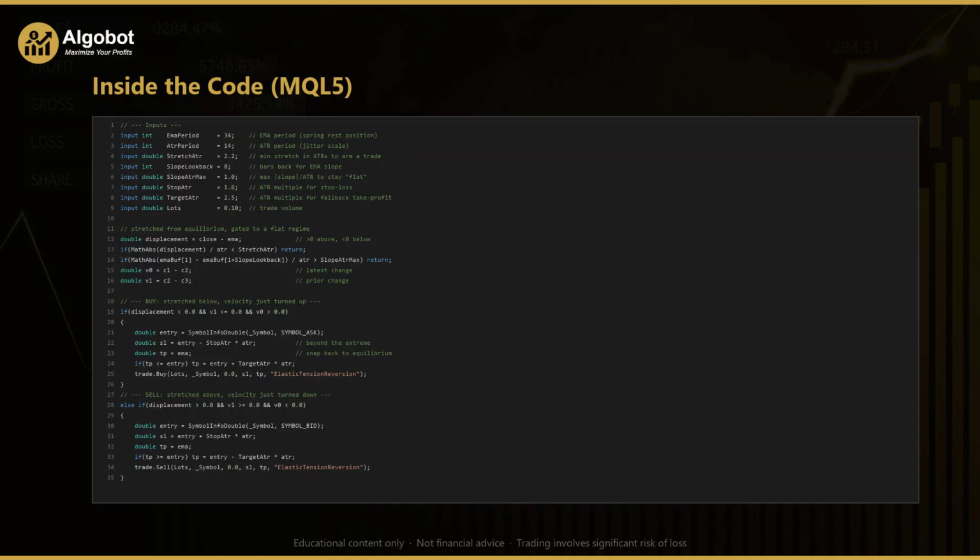It then calls trade.buy. The sell branch is the exact mirror. Displacement positive, V1 up or flat, V0 turning down. The entry is the bid. The stop sits 1.68 ER above it. The target is the moving average, and it calls trade.sell. Two clean, symmetrical rules driving the whole system.